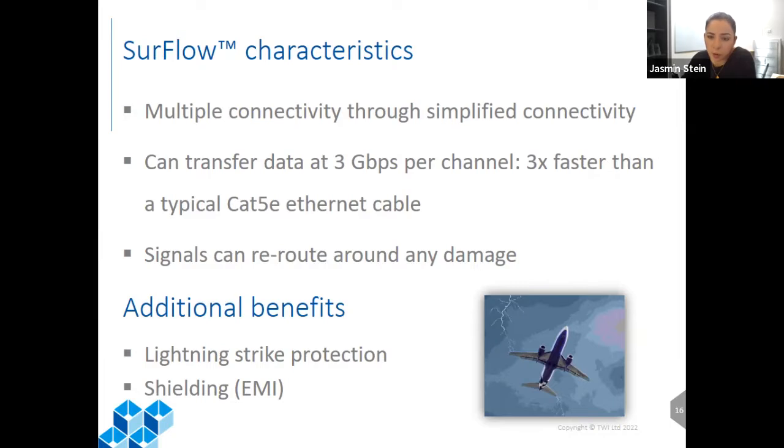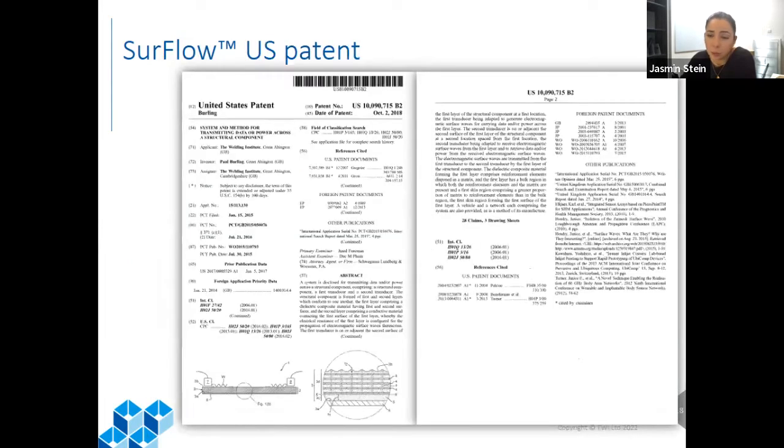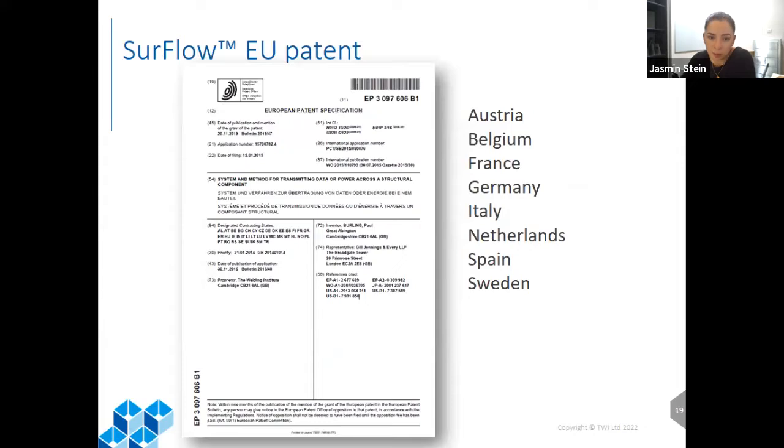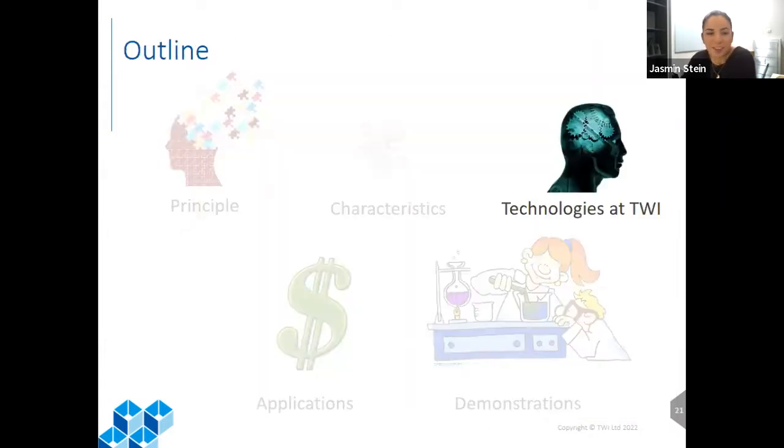So where does TWI stand with this? Well, we developed the technology for how you can send this data, the electromagnetic surface wave, through a composite. And therefore, we do hold the UK patent, the US patent, and the EU patent in certain countries. In 2018, we won the Innovation Award with Composites UK. That's a bit of background.